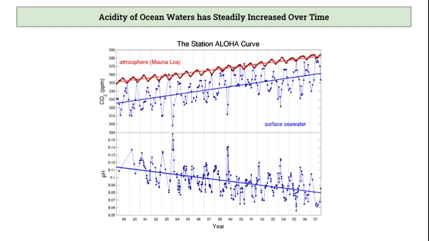So here we have a graph that shows the CO2 levels, one of those key greenhouse gases, and how it has changed over time. So you can see a moderate increase from when the measurements began. And then the pH of water is decreasing, which means it's becoming more acidic as well. So they are inversely correlated.